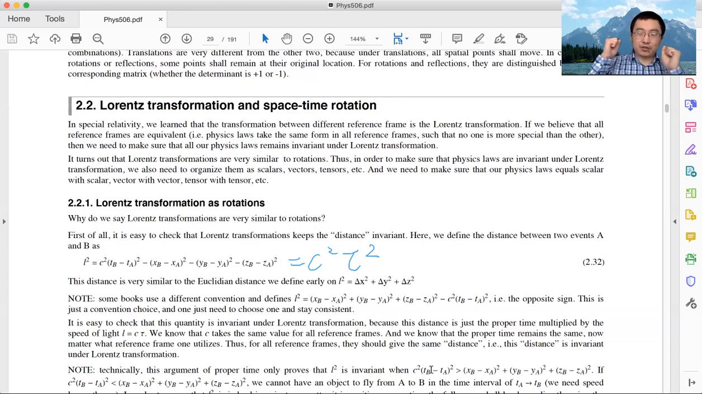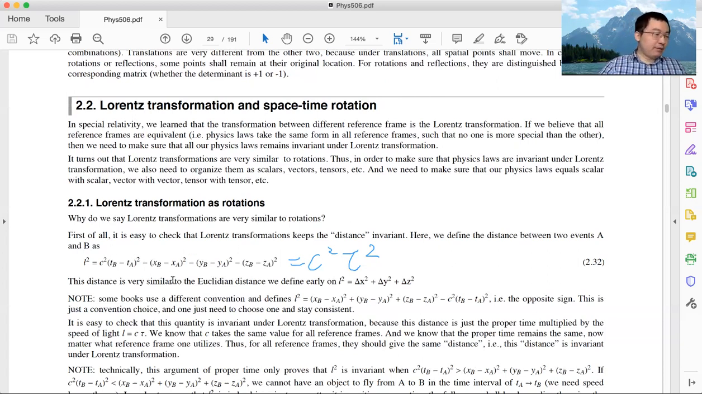If A and B, these two events, are space-like, space-like means the spatial separation is larger and the time separation is smaller. If it's space-like, then the whole quantity is negative. If the whole quantity is negative, then proper time is not well defined. I can't define proper time anymore, so I cannot use proper time to prove it. So this proof only proves that for time-like events A and B, this distance is invariant under Lorentz boost. For space-like, I can't use this proof.